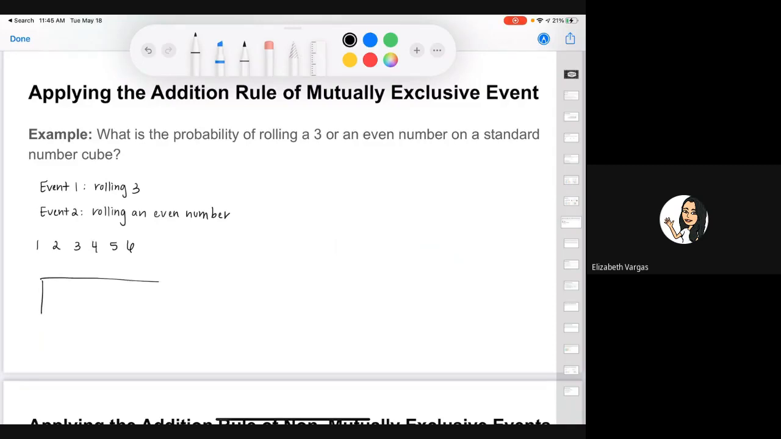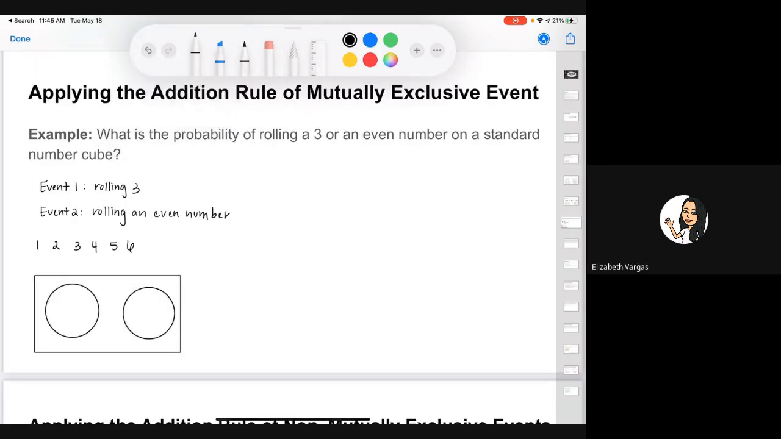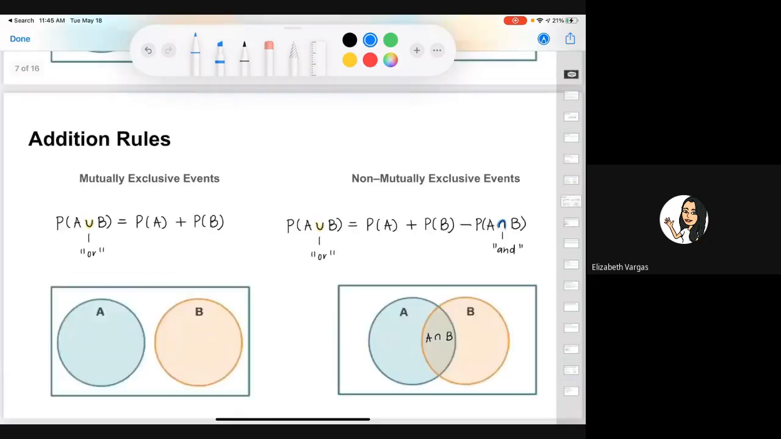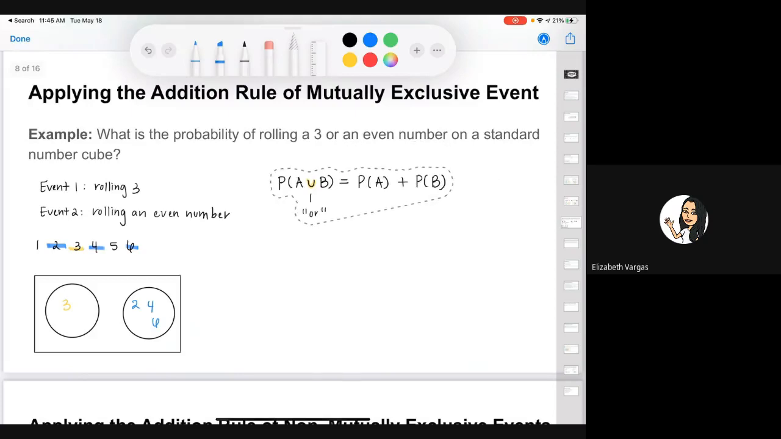And so basically I can go ahead and create a diagram that represents this and see if there is in fact any intersection points. So the probability of rolling a 3: a 3 would go in event A. The probability of rolling an even number: 2, 4, and 6. What I see is there's no overlap, right? There's no common points. And so that means that I have a mutually exclusive event, because mutually exclusive means that my two things cannot happen at the same time. That means I'm going to use this equation right here to solve for that probability.